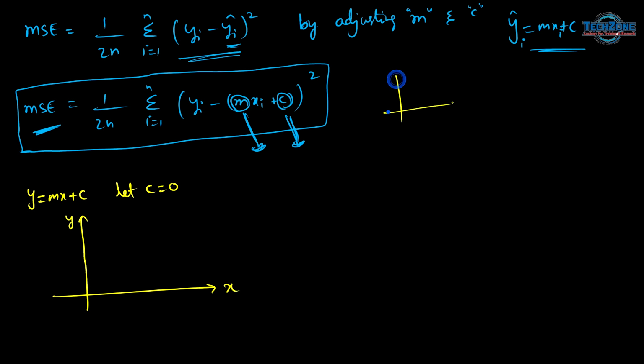See, what is the y-intercept? y is equal to mx plus c, so this part is the y-intercept, right? The point where the straight line is touching the y-axis is our y-intercept. But here it is 0. That means it should pass through the origin, something like this, right? This is our line. So it is y is equal to mx. The c value is 0 in this case.